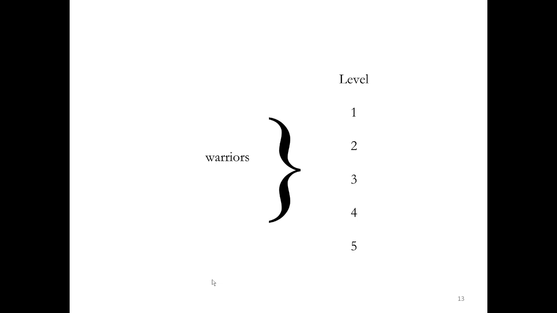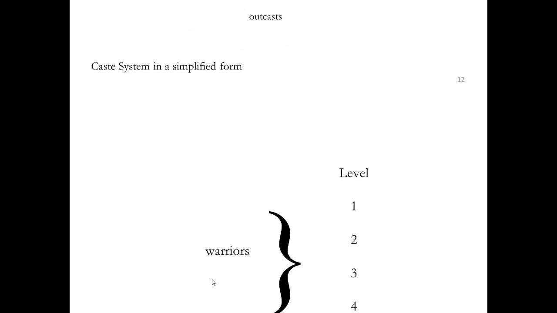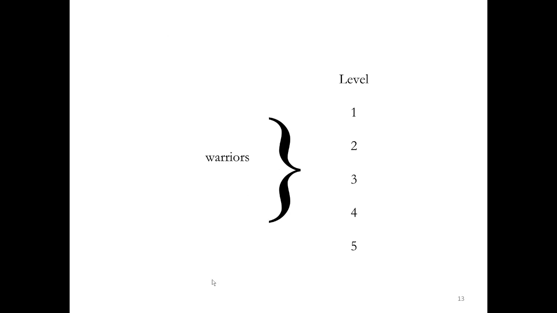So we have a decent life. We have a good life, right? Our life is better than the Aryan landlords who own the land, right? But it's not as good as the princes. It's also better than level 4 or 5, but not as good as 1 or 2, right? So we're driving Hyundai Elantras while level 2 is driving the Sonatas. Level 1 is driving the Genesis.